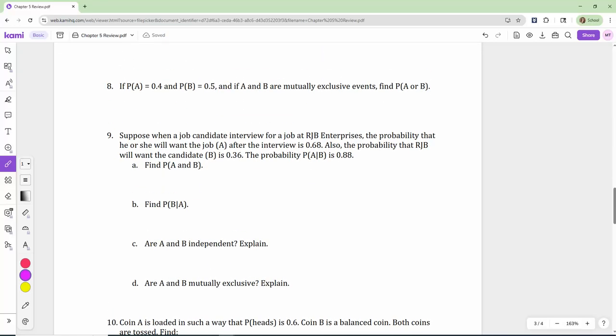Number 8. Probability of A is 0.4. Probability of B is 0.5. A and B are mutually exclusive. What does that mean? Right. They can't happen at the same time. Probability of A and B is 0. So how do I find the probability of A or B? Just add it. Because they're mutually exclusive, there's nothing to subtract off. So we just get 0.9.